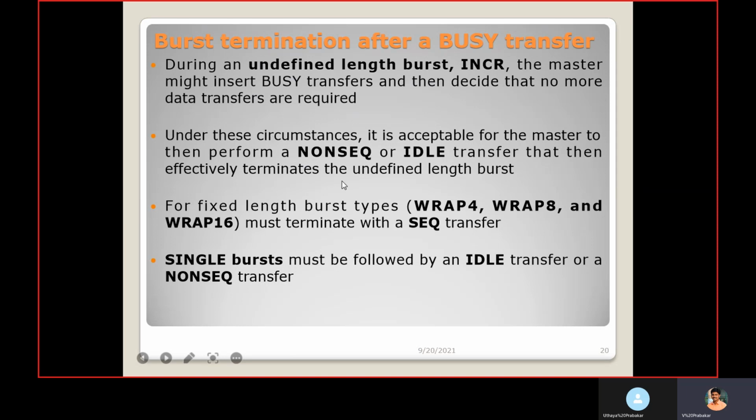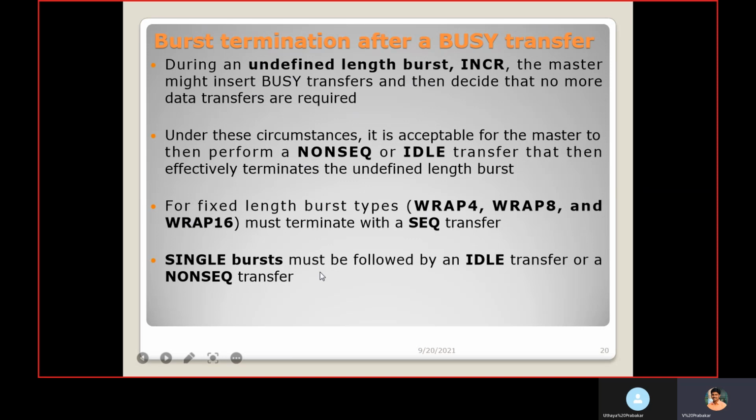If it is a fixed length burst type, WRAP4 or WRAP8 or WRAP16 must be terminated with sequential. Because it is a fixed length, we start with a non-sequential, and we know how many times: WRAP4 means 4 times it will happen. So 1 non-sequential, then 3 times sequential will happen. After that, it will introduce a busy. So the termination will end with a sequential transfer.